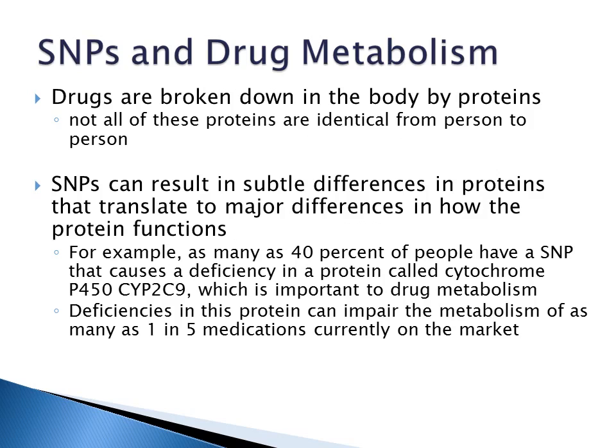So drugs are broken down in the body by proteins, and not all of these proteins are identical in each individual. So SNPs can result in subtle differences in proteins that translate to major differences in how the protein functions. So for example, as many as 40% of individuals have a SNP that causes a deficiency in a protein called Cytochrome P450. And this is the CYP2C9, which is important in drug metabolism. So deficiencies in this protein can impair the metabolism of as many as 1 in 5 medications currently on the market.